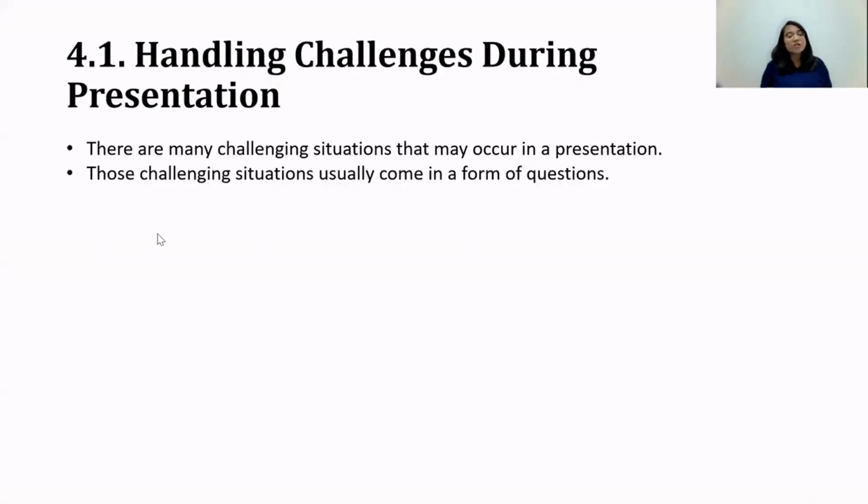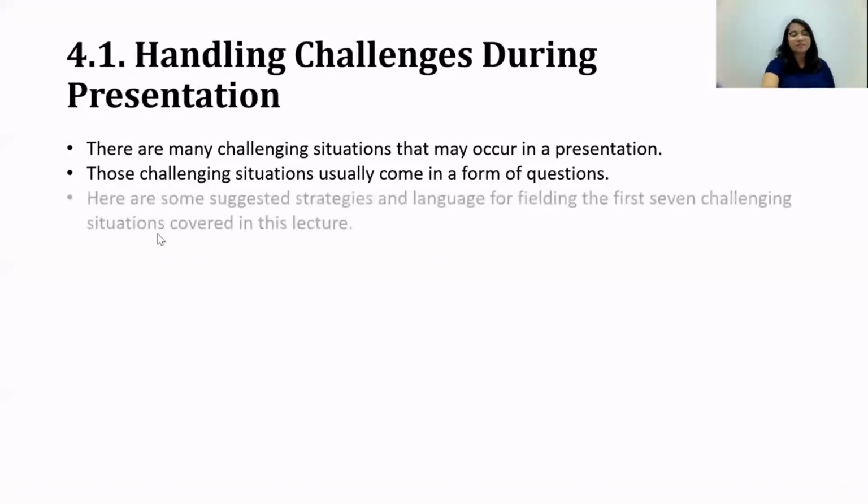Those challenging situations usually come in the form of questions. Yes. So the first section of our presentation will be the material delivery, right? And after that will be the Q&A section. So the more challenging situation will be the Q&A, because we cannot rehearse anything, right? We can just rehearse our material, but we cannot rehearse the Q&A session, how it will run, right? Because we never know what the audience will ask us.